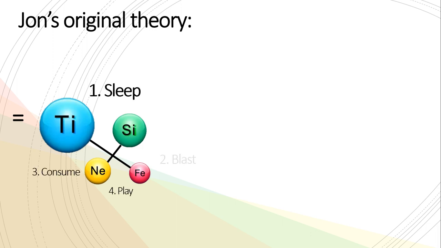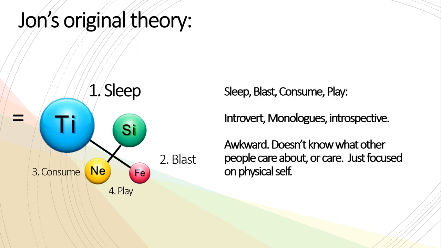So my original theory was someone who is sleep, blast, consume, play. So someone who is very much an introvert, thinking and ruminating on concrete reality and the decisions that need to be made, probably monologues a lot, very blasty, introspective, probably kind of socially awkward, and does a really bad job of pinging off of the tribe.